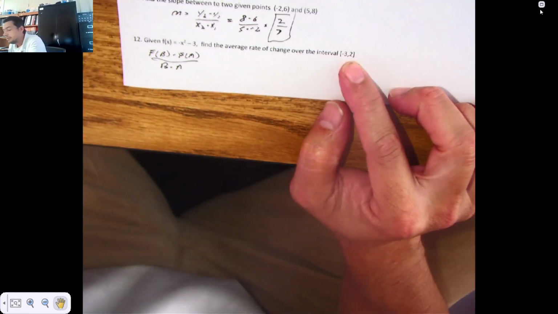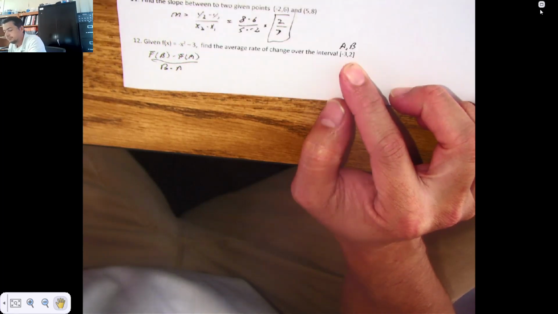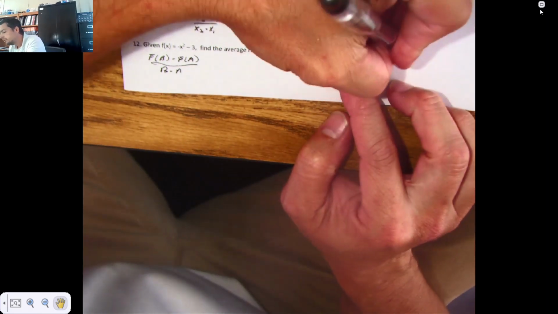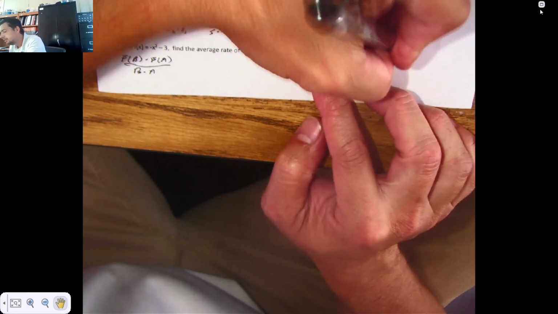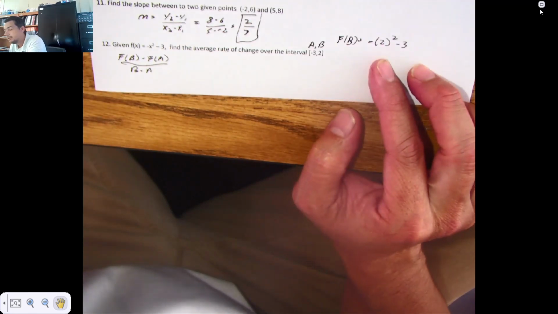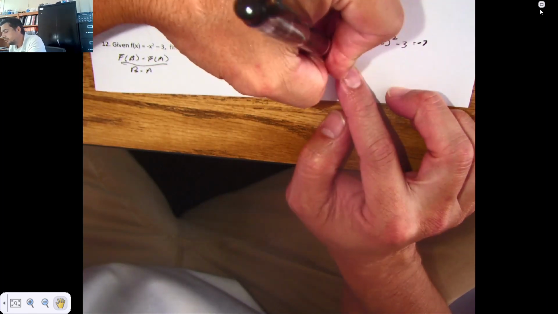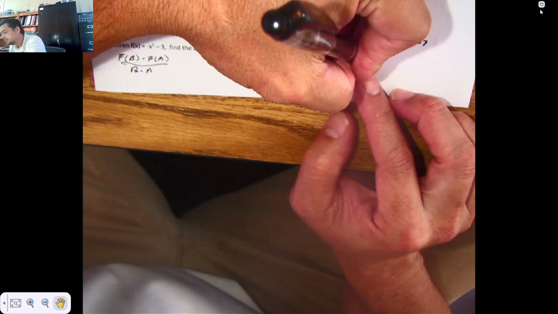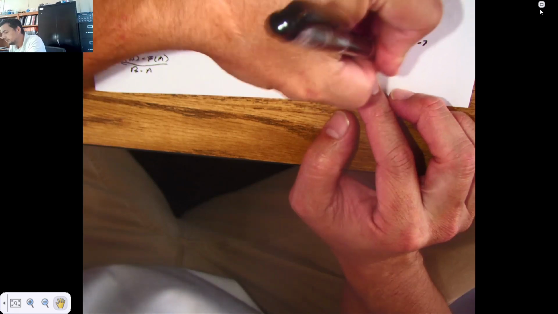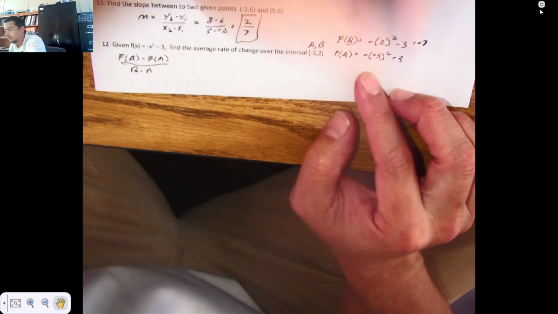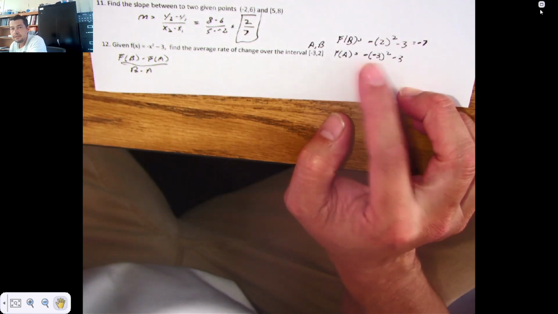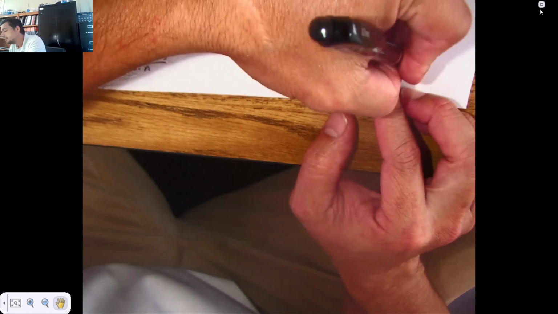This is where you get A, this is where you get B. So I'm going to go off to the side and figure out what my pieces are. F of B happens when I plug in a 2. So I have negative 2 all squared minus 3. That's going to be negative 7 when everything's said and done. F of A happens when you plug in a negative 3. A negative 3 squared is positive 9, times the negative makes it negative 9, minus 3 is negative 12. And I've got my pieces.